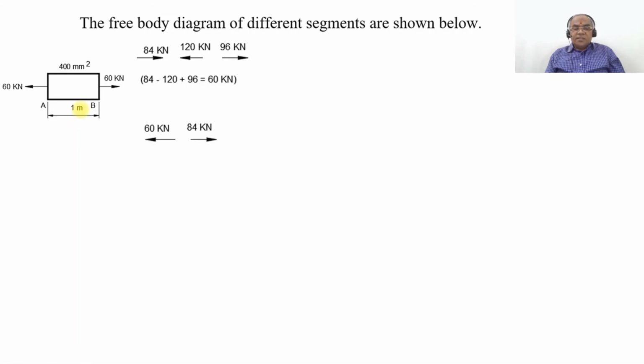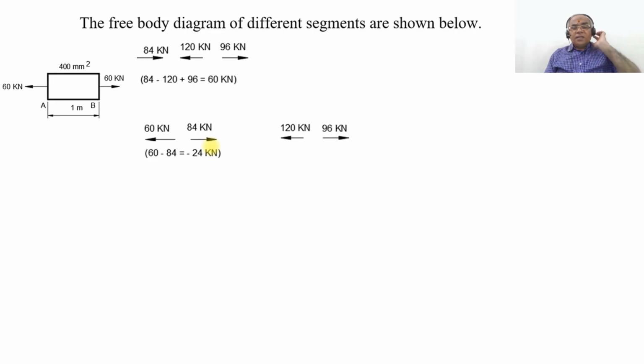Similarly, now we are going to consider the second segment, which is BC. In that, on the left hand side you are going to have 2 loads, and on the right hand side you are going to have 2 loads. The load acting towards the right side is negative, because on the left hand side it is compressive. The load towards the left side is 84, which you get as positive. And then 60 minus 84 will be minus 24 kilonewton.